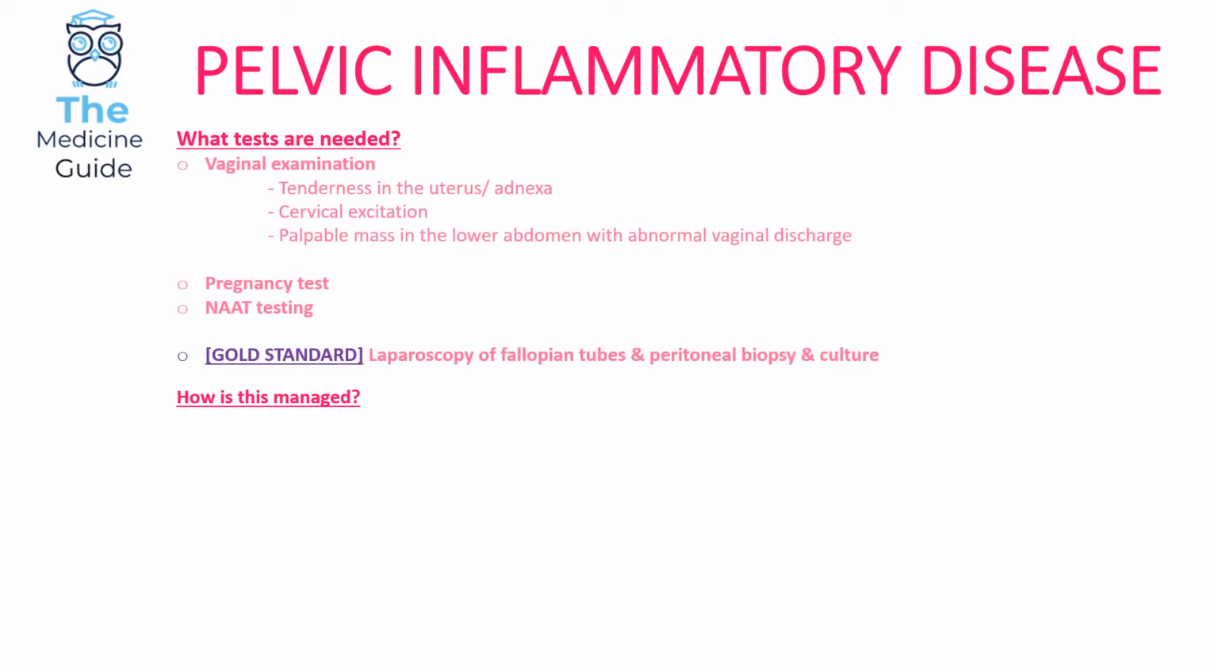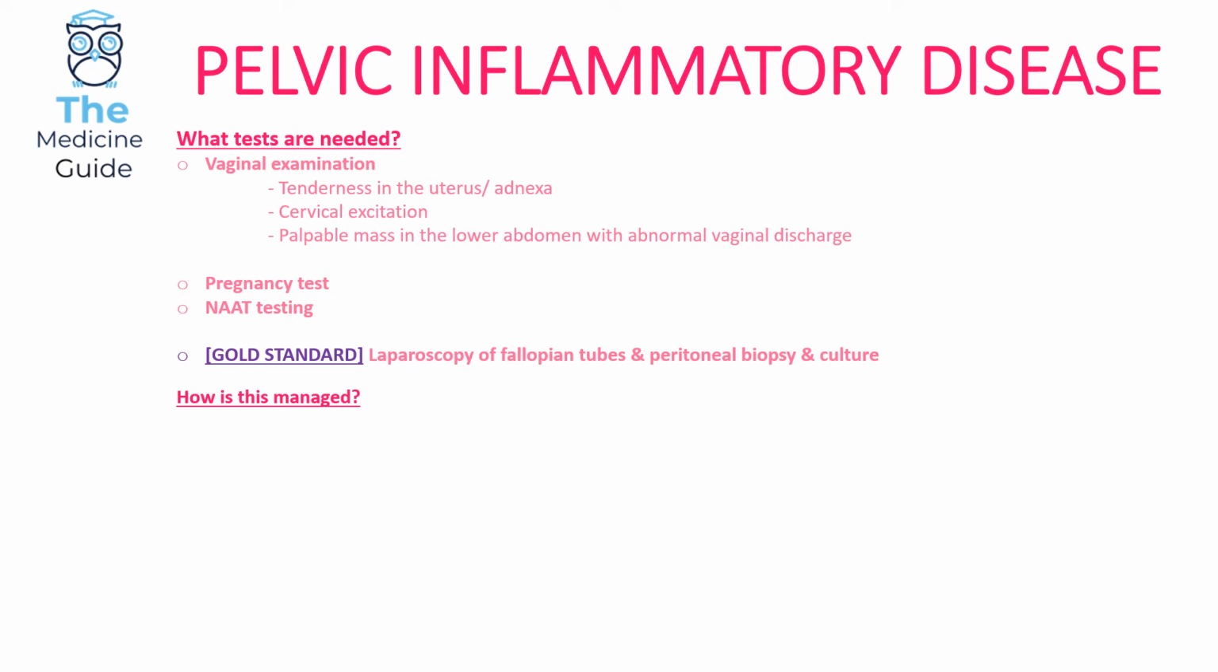So in terms of tests, we need to do a vaginal examination. These women will suffer from tenderness in the uterus or the adnexa. Cervical excitation, so I've mentioned that before. During the pelvic examination, when the doctor presses on the cervix, the woman will experience pain. The woman might also have a palpable mass in the lower abdomen with abnormal vaginal discharge. We need to do a pregnancy test and also the NAT test.